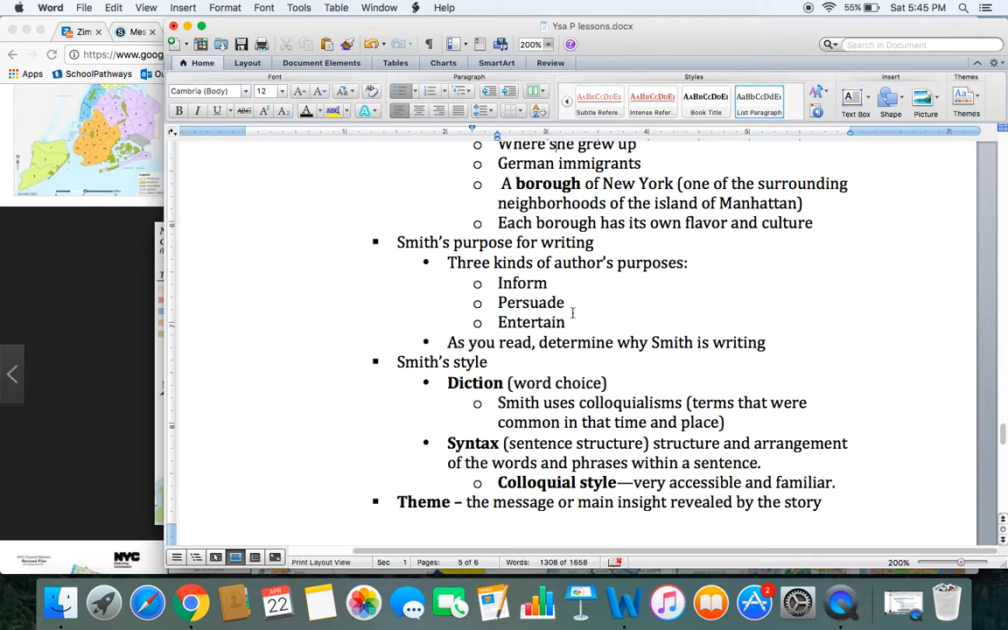Smith's purpose for writing. There are three main kinds of authors' purposes. They might be informing us, persuading us, or entertaining us, and sometimes it's a combination of a couple of those.